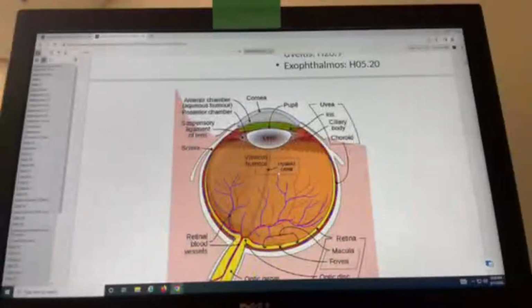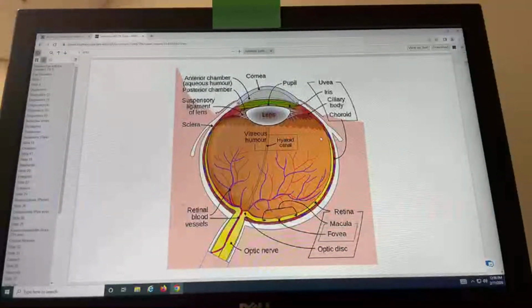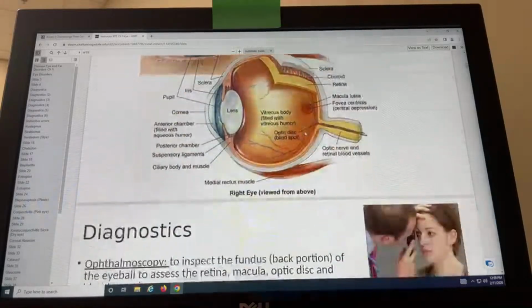Here's just a little diagram of what the eye looks like. There's also a little video I sent for homework that will go over a little bit about the eye, not anything crazy in depth, but to help you understand, because for some of the diseases you have to know some of the structures of the eye to understand what's happening. All right, scroll through that.